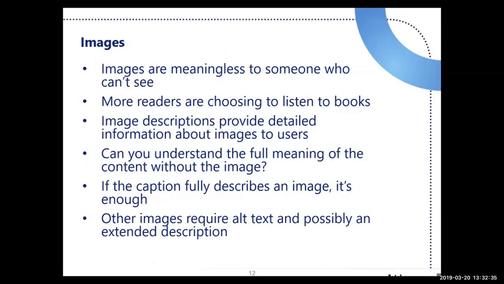Another area is images. Images are meaningless to someone who can't see. And many readers are choosing to listen to books, whether they're audiobooks or using a tool like VoiceOver, which is built into many devices. Image descriptions provide detailed information about images to users. And there's something of an art to writing them because they have to provide actual information and it has to be completely unbiased. And it's important to figure out whether you can understand the full meaning of the content without the image when you're writing it. And if you can't, perhaps you should stop to think about whether that image really needs to be there.